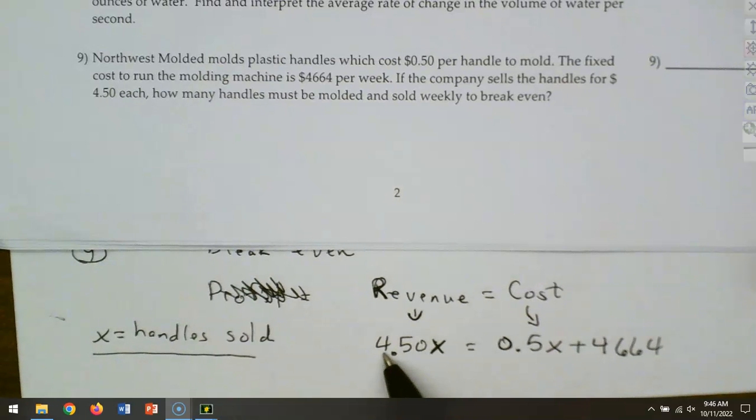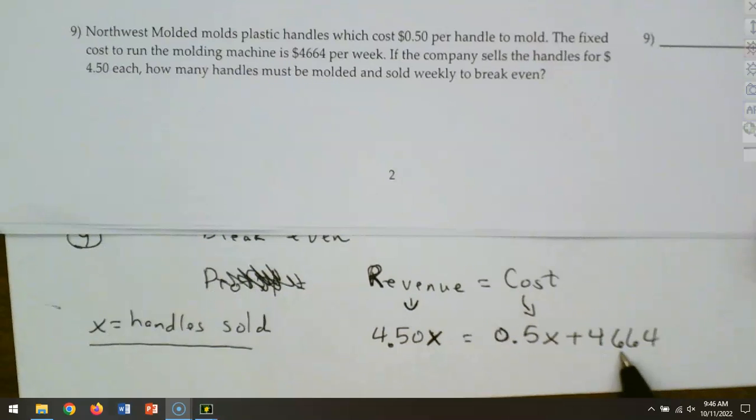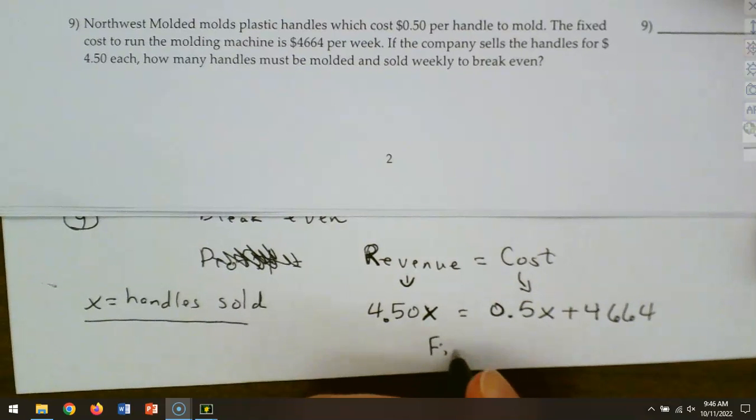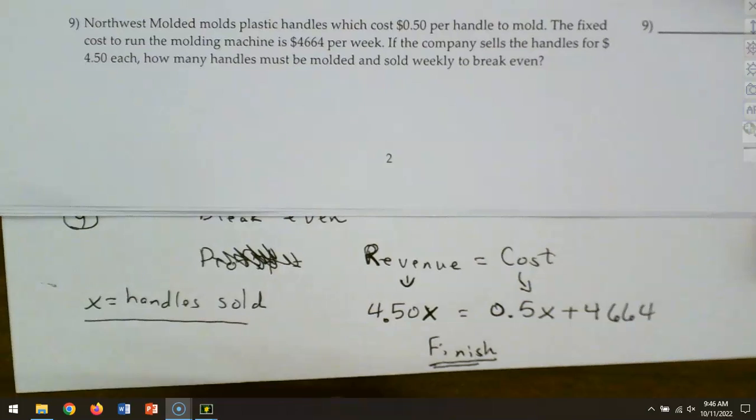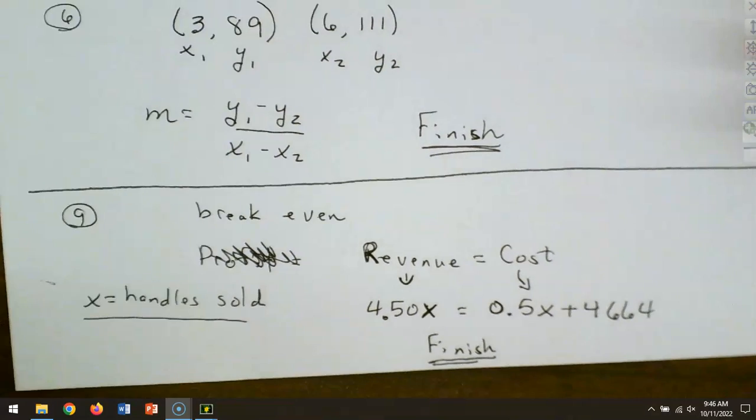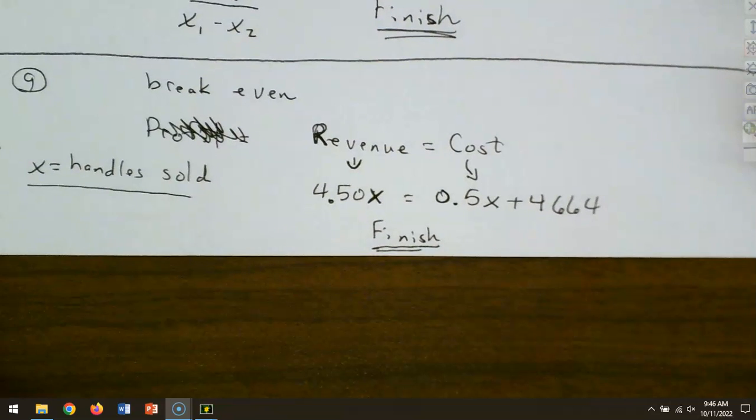So that's 4.50x. That's how much each one is sold for, $4.50. What about the cost? Each handle is 50 cents to produce that handle. It has a fixed cost that, no matter what, is $4,664. You can finish it from here. So what am I wanting you to do? I'm wanting you to take this equation and solve it, right? So take this equation, solve it, find the value of X, and that's going to be how many units I need to break even. So I've got it all worked out for you for the most part. You're going to have to finish it. So you just take your equation and solve it.